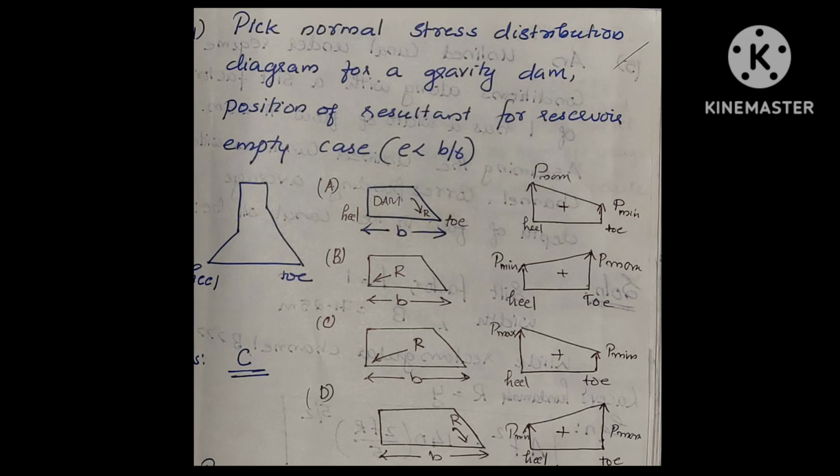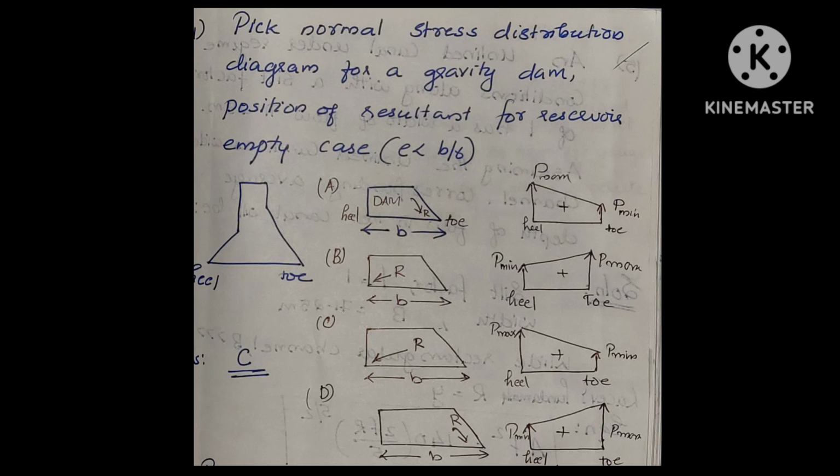In reservoir empty case, the resultant will move towards the heel side, and the maximum compressive stress is on the heel side. And in case of reservoir full, the resultant moves towards the toe side, that is maximum compressive stress on the toe side. So in the question, the condition is reservoir empty, so resultant towards heel side.